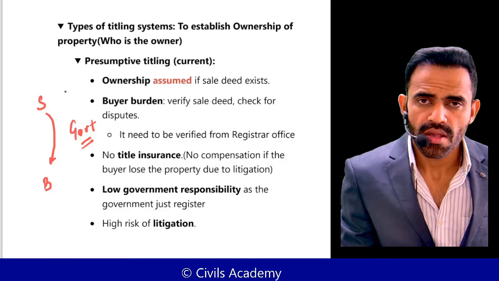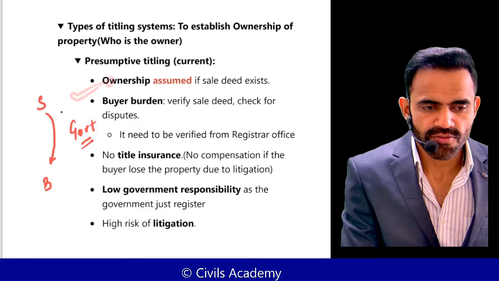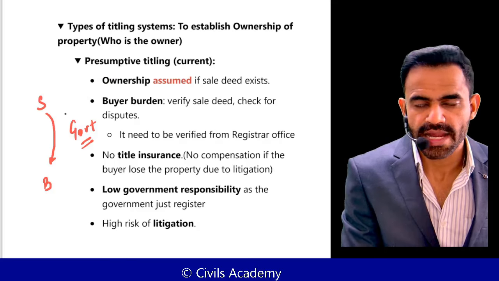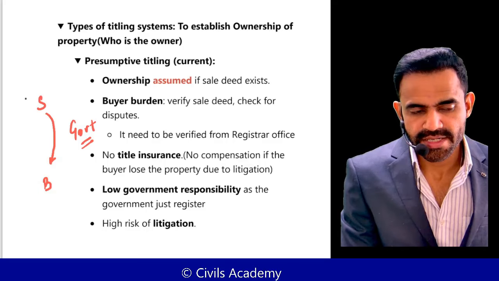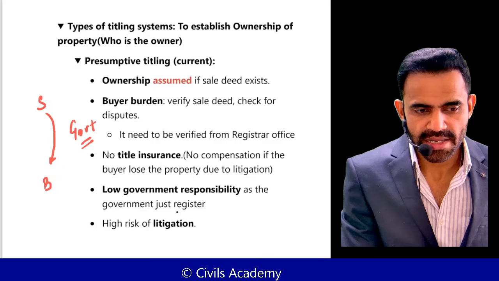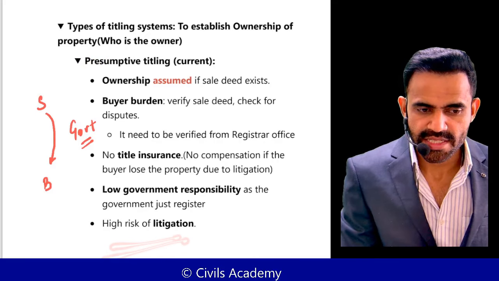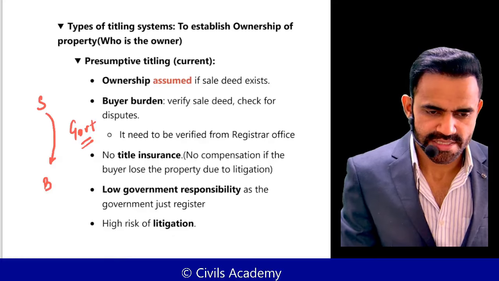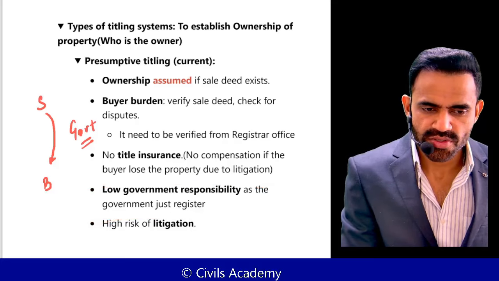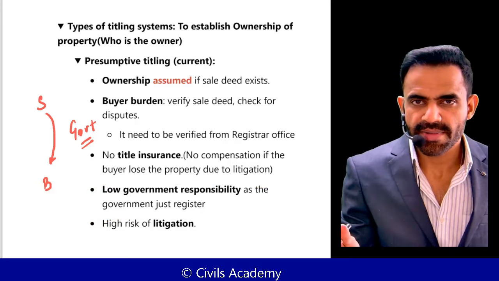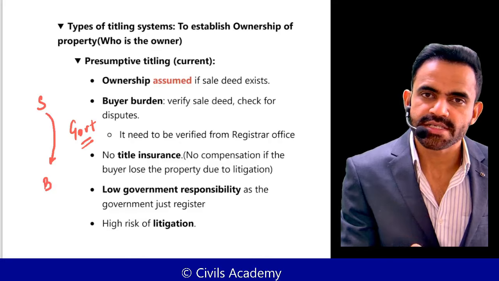In a very simple sense, let's say the seller committed some kind of fraud and he tried to sell the government land itself. We purchased it. Now when there will be litigation, S will be a party, B will also be a party. That is the presumptive titling system, and that's why there is a high risk of litigation also. Litigation basically means a case. The government's responsibility is just that the government is going to register it. The government will say, okay, you are the seller, you are the buyer, you have already done the background check, we will just register it.